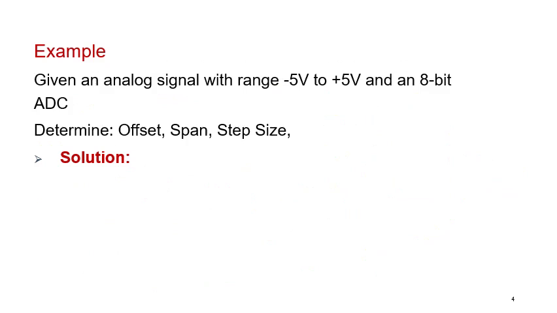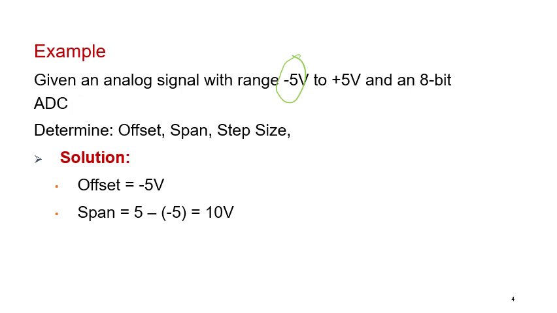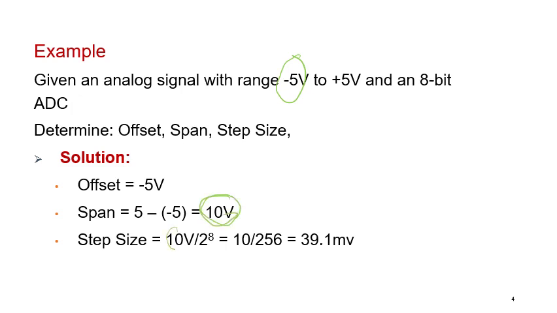Another simple example, he's saying here: given an analog signal with a range of minus 5 to 5 and an 8-bit ADC. Determine the offset. The offset will be minus 5. The offset is the negative quantity, which is the value below 0. Then the span. The span will be 5 minus minus 5, which equals 10. The step size is the span, 10, divided by 2 to the power 8, where 8 is the number of bits. So it's going to give us 39.1 millivolts.